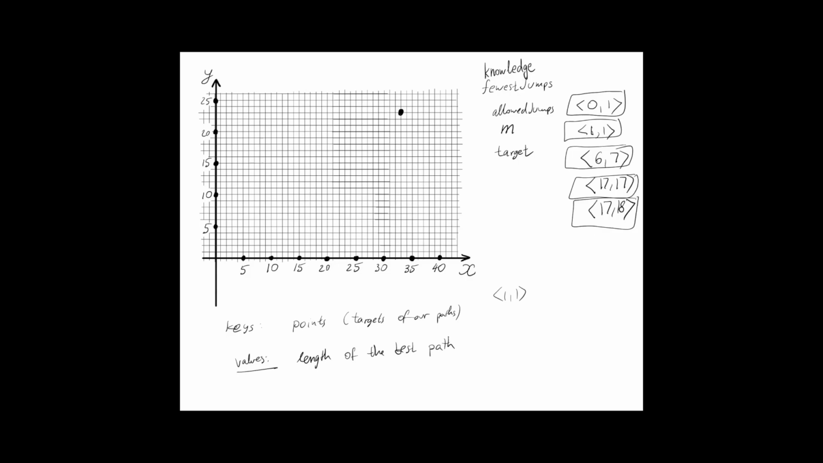However, since in our problem we have to also reconstruct the best path, not just return the number of jumps in the best path, our value has to contain one more piece of information. If we only have the length of the best path as a value in our map, we would not be able to reconstruct the path. We would be able only to tell what is the length of the shortest path. But our value is going to, in addition to this length, contain the last jump, and we will call it victory jump or winning jump.